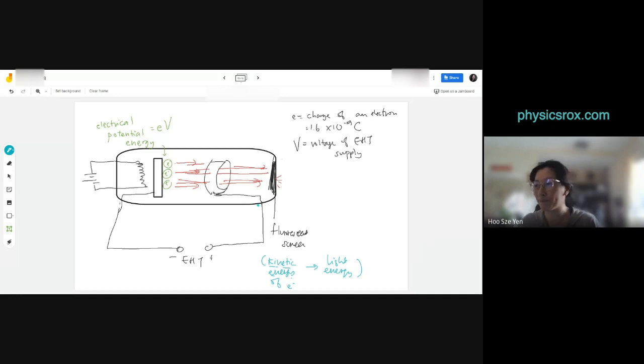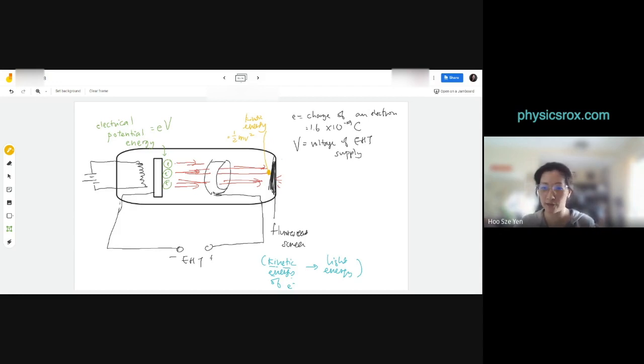So which means that, like the concept of conservation of energy, at this point we assume that the electron has managed to reach its maximum kinetic energy. Can anyone give me the formula for kinetic energy? Does anyone remember it? I know you're looking at the textbook. Half mv squared.